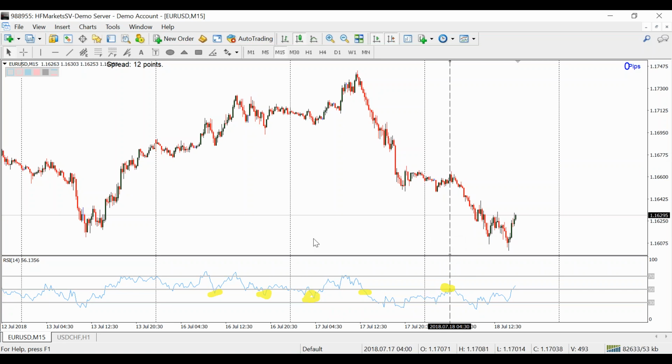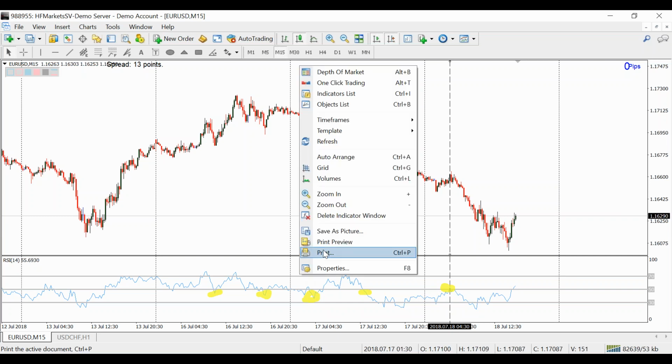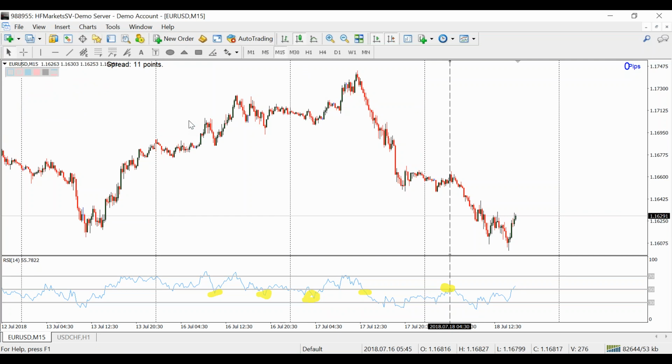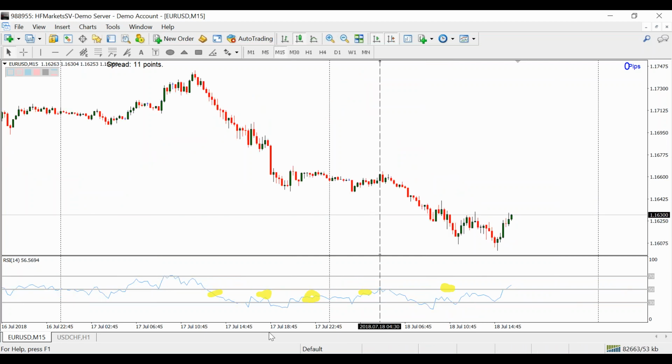Okay, so RSI 50, 70, 30 is used for us to look at things. Firstly, 50 is for us to look at whether it is a bear or bull trend. If it is below 50, we know that it will be under the bear trend. When above 50, bull trend. Okay, so below 50 we look for sells, above 50 we look for buys.